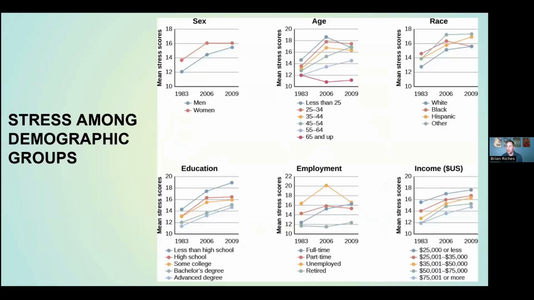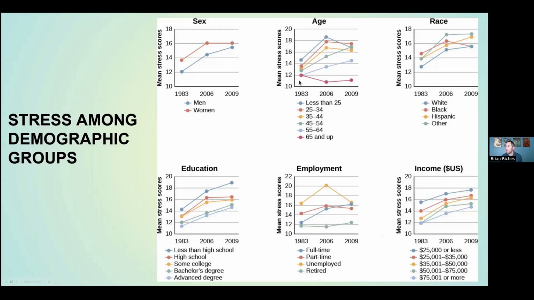And here we see some graphs of a couple different variables. Hopefully my face isn't covering this one on the top right. We've got sex, age, race, which is really ethnicity, education, employment, and income here in the US, and all broken down by rankings of stress. As you can see, people making the lowest income have the highest stress.